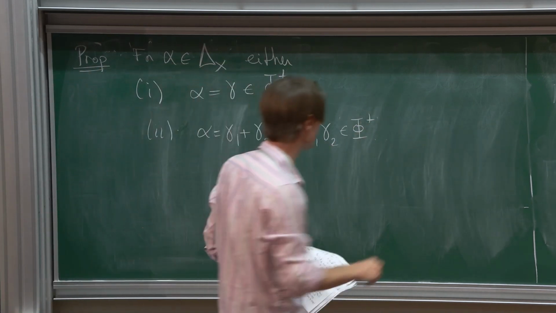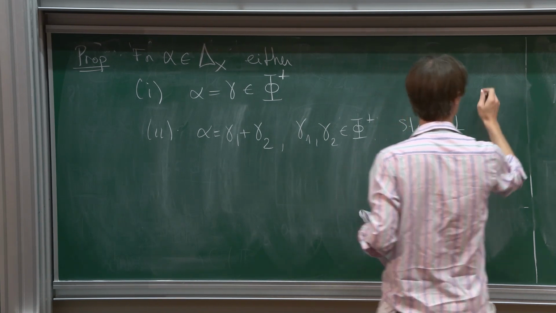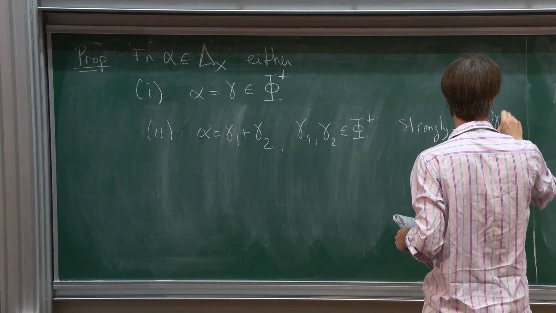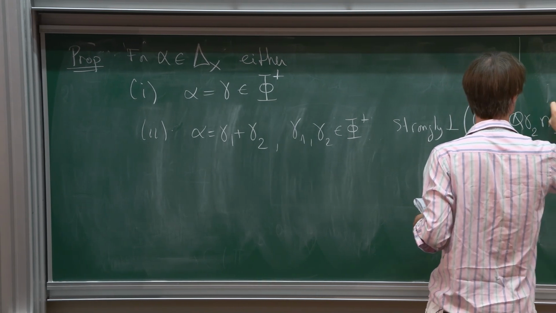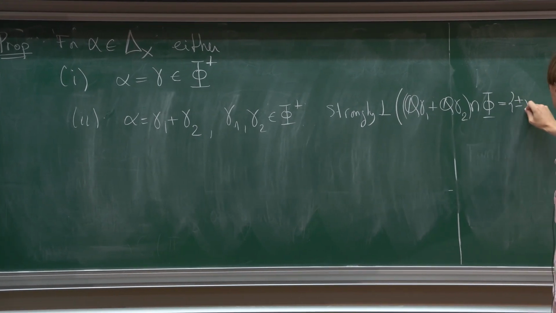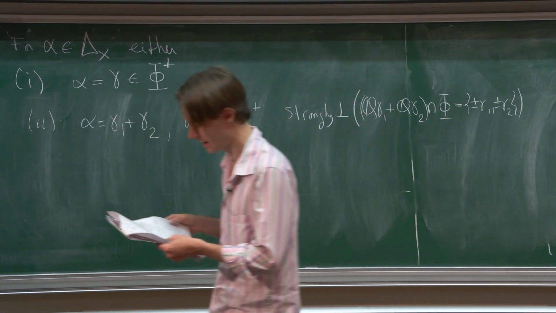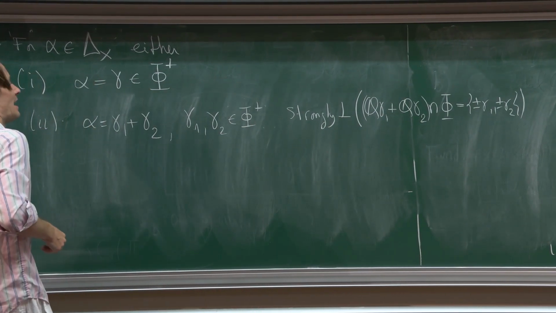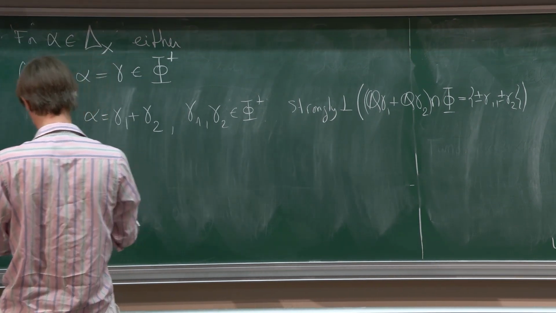But if you impose, moreover, that these two roots are strongly orthogonal, in the sense that the only roots in their span are plus or minus gamma 1 and plus or minus gamma 2, then these are unique. And now, here is why this normalization is natural.